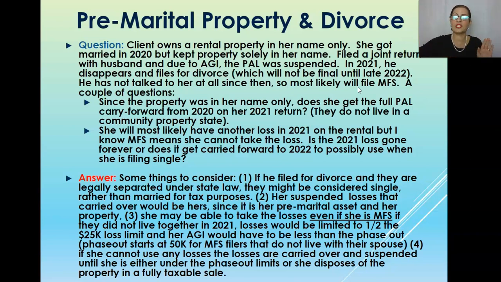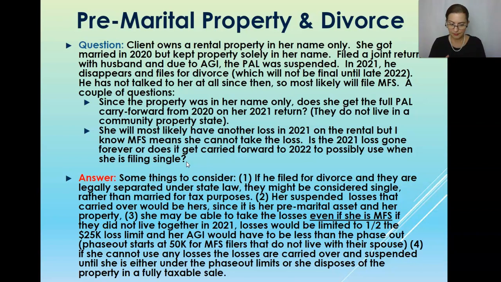Now, a couple of questions. Since the property was in her name only, does she get the full passive activity loss carried forward from 2020 to 2021? They do not live in a community property state. Second question, she will most likely have another loss in 2021 on the same rental, but I know that MFS means that she can't take the loss, which is not correct. That's not true all of the time, but that's what this professional thought. So is the 2021 loss gone forever, or does it get carried forward to 2022 and possibly used when she is finally single?